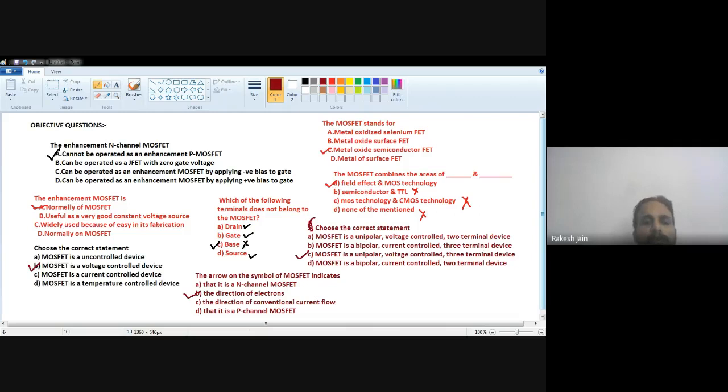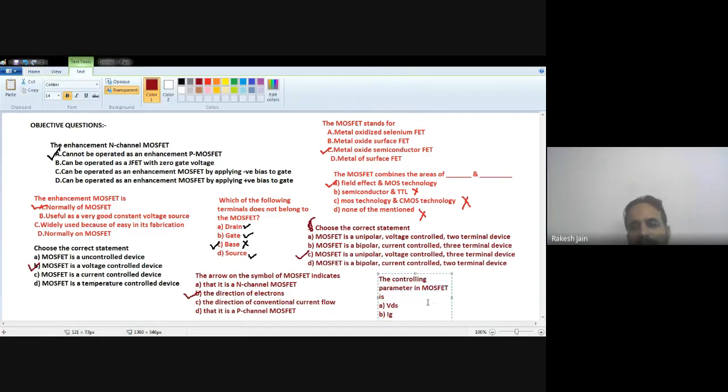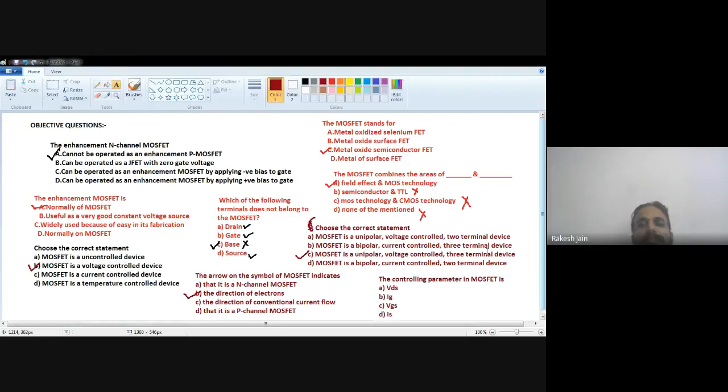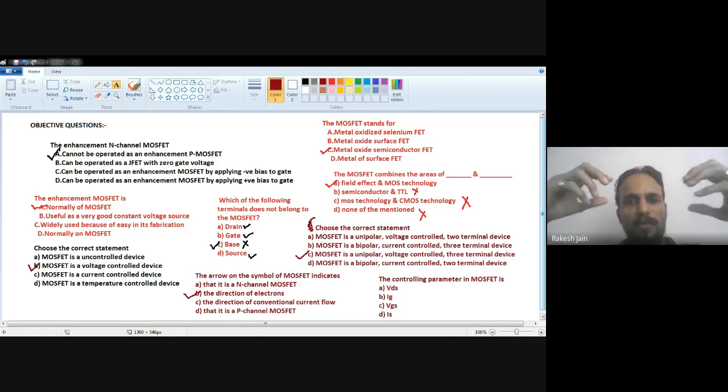Now what is the controlling parameter? Now the next question, see very carefully. It is a very good question. Which one is the controlling parameter in case of MOSFET? Now we know that MOSFET is a voltage control device. That's why the controlling parameter is voltage. Now which voltage? Definitely input voltage, because the output current varies in accordance with the applied input voltage. That's why the input voltage is the controlling parameter.